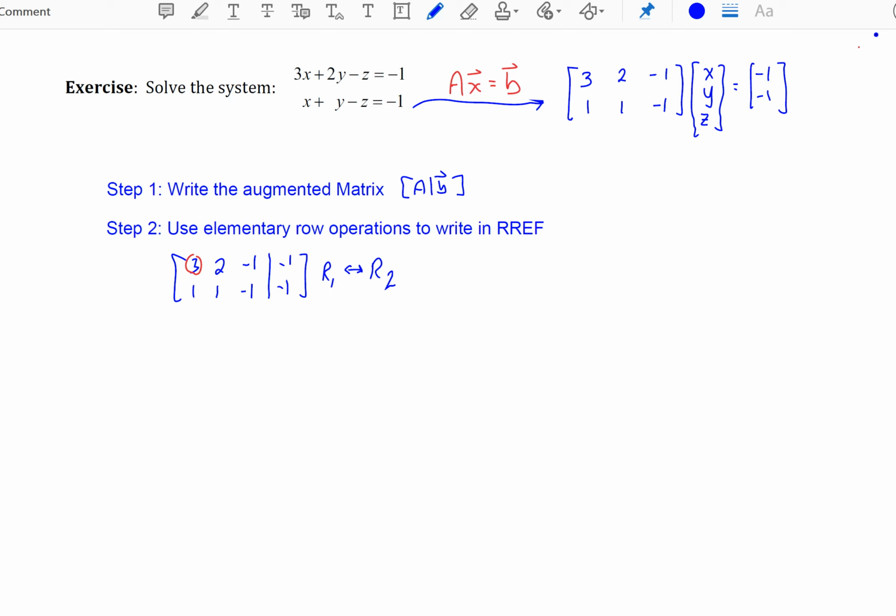So switching rows 1 and row 2 would make our matrix look like 1, 1, -1, -1, 3, 2, -1, -1. And again, this should make sense. All we're really doing is changing the order in which I wrote these two equations. There's no reason to think that the first equation has to be the first equation.